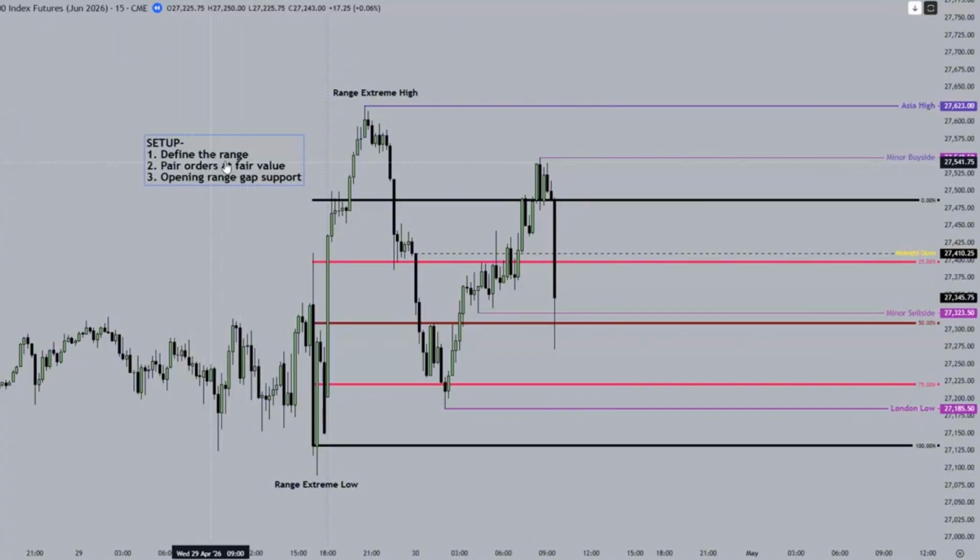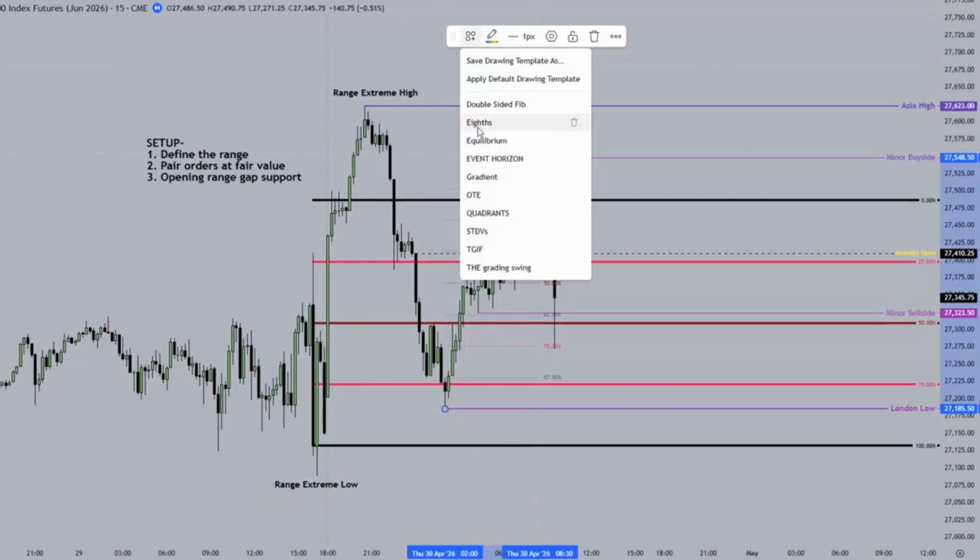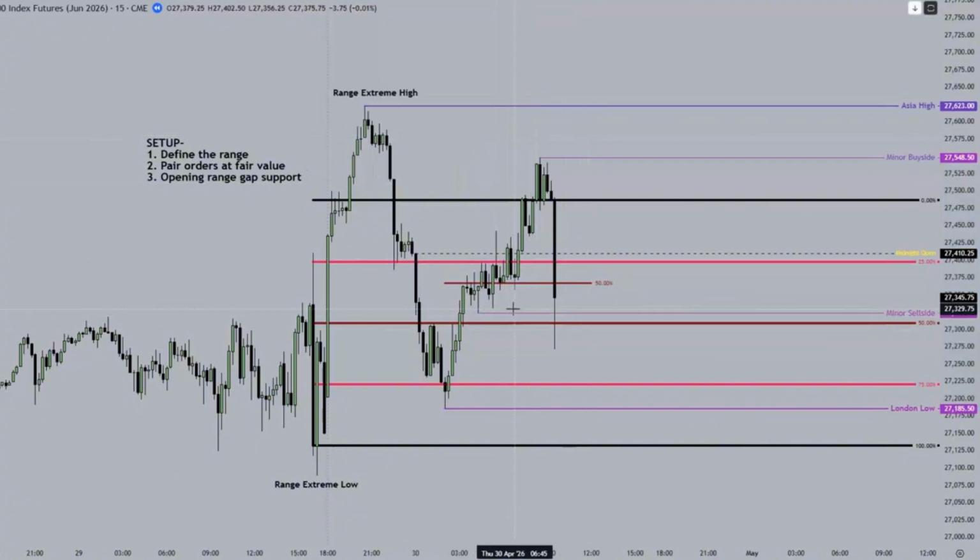And the other portion of this is at fair value, meaning that when we're up here in a premium above the midnight open, we need to drop below the midnight open and to a discount of this range higher, which we can see I have added here and is established right there. So below the midnight open and below the equilibrium point, we're looking for stop losses to be taken to pair orders at a fair value.